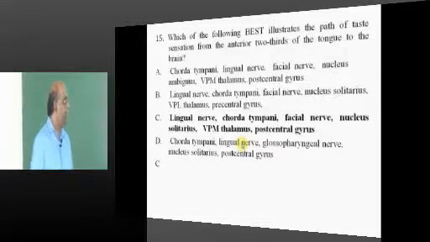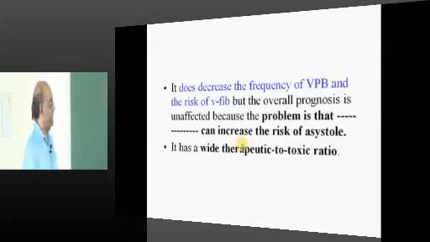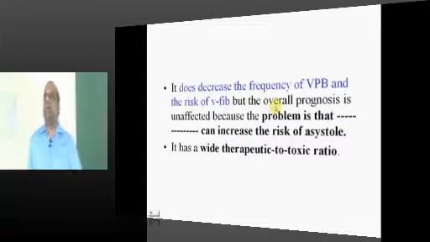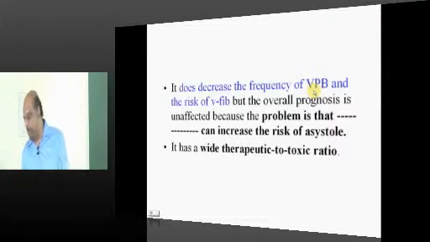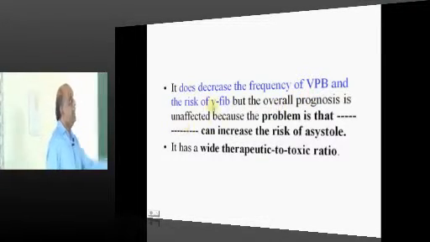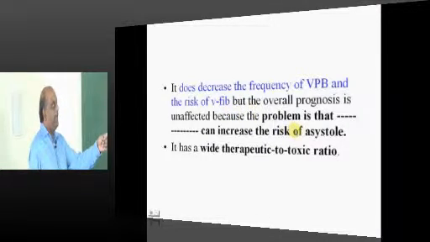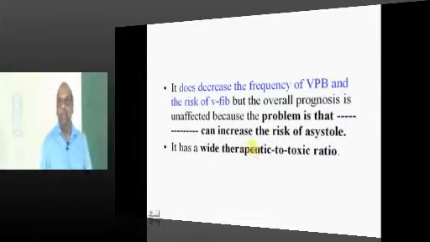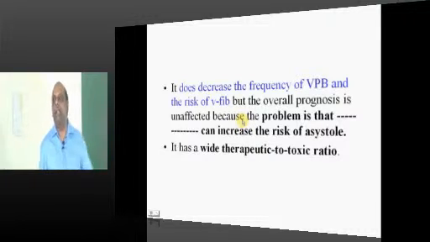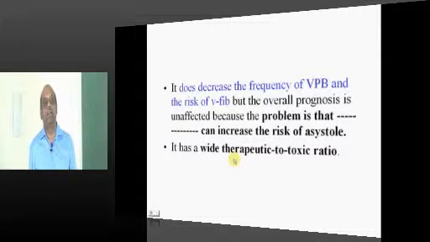Now doctor, okay, now you must give me one confident answer. Which drug am I talking about when I say that drug decreases the frequency of ventricular premature beats and the risk of VFib, but it has got a risk of causing asystole, and it is being generally used in myocardial infarction, and it has a very wide therapeutic to toxic ratio? Which drug? Antiarrhythmic I am talking about.